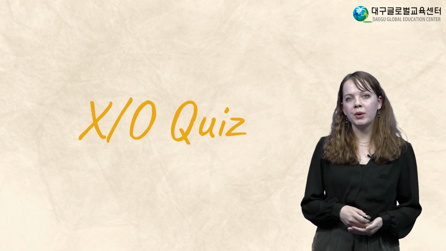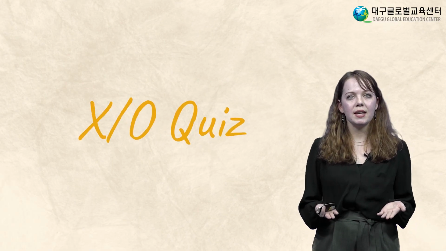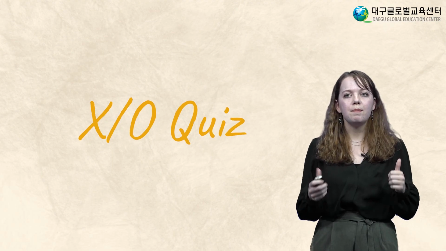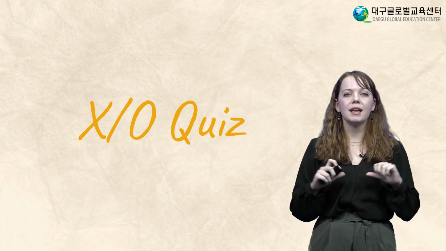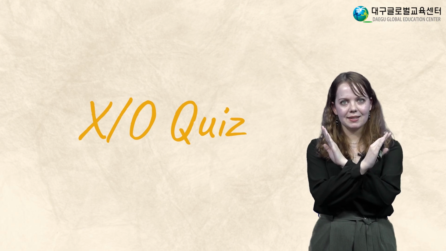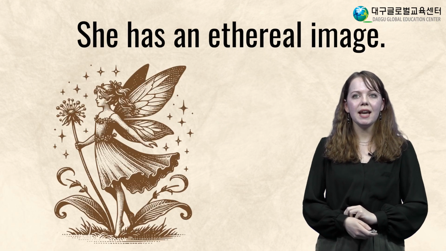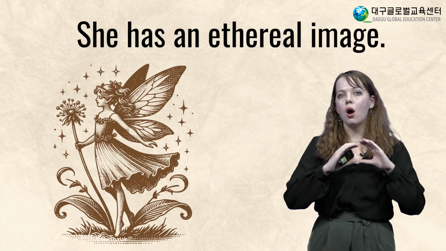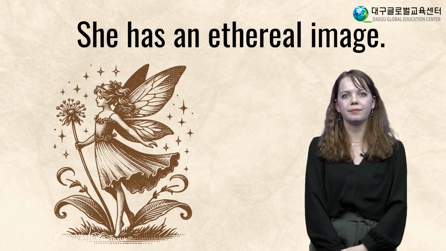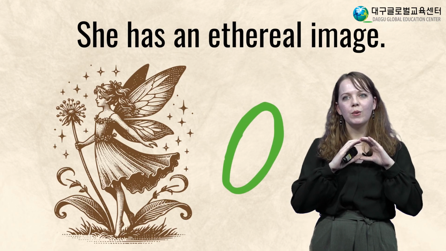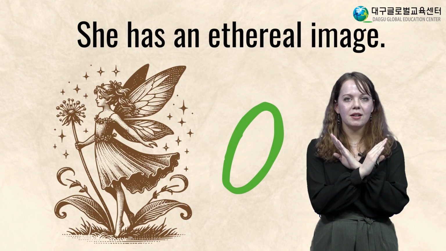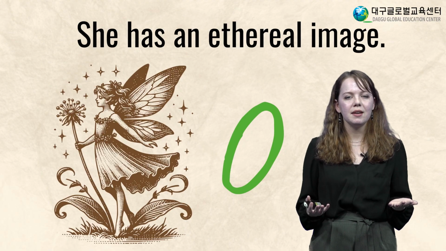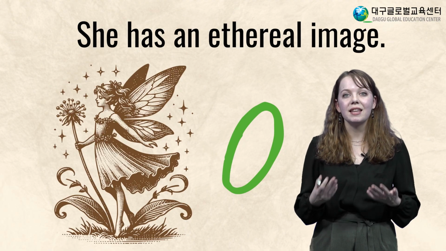Time is up. Good job designing those costumes. Our final activity is a wrap-up quiz. Let's read the sentence, and if you think the sentence is true, make an O. If you think it's wrong, make an X. She has an ethereal image, O or X? O. She is not a human. She's light and dreamy. So she has an ethereal image.